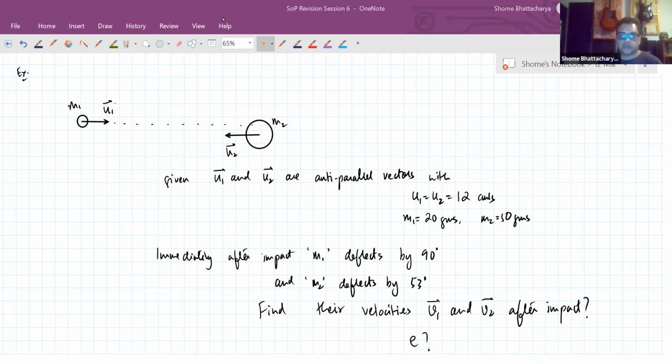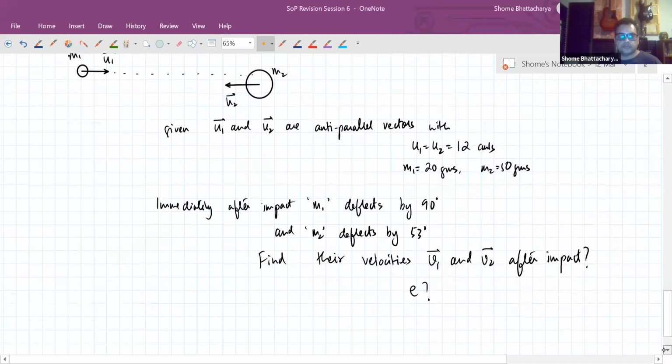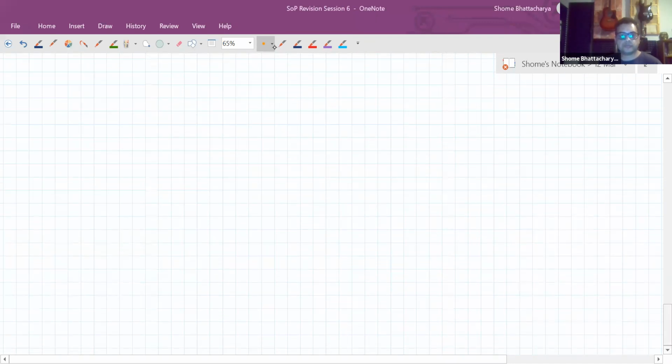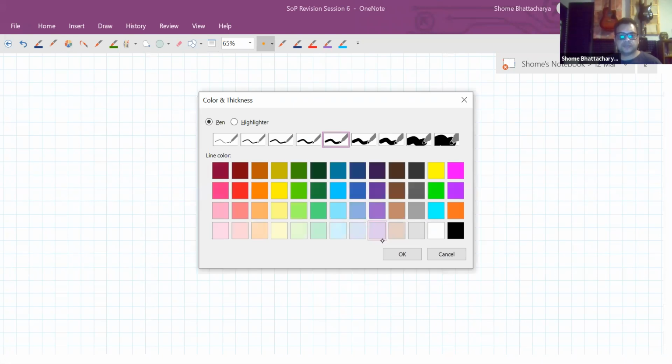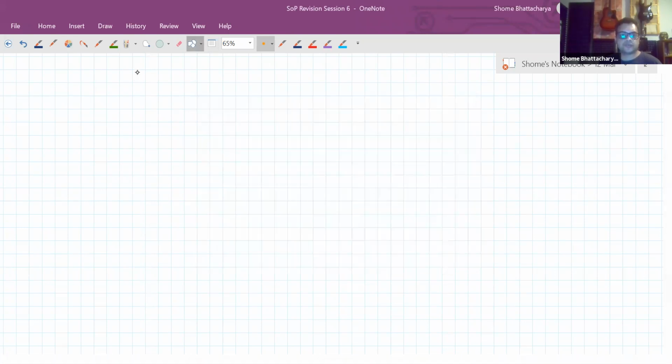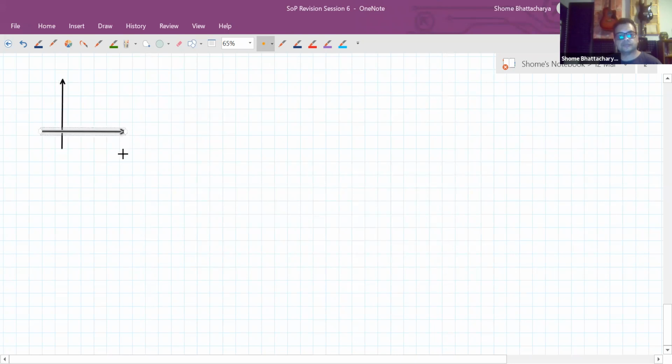Okay, so let's look at the solution of this question in detail. This is our XY system. Just before coming in contact, the two spheres are moving in opposite directions. One is moving along the positive x direction and the other is moving along the negative x direction.